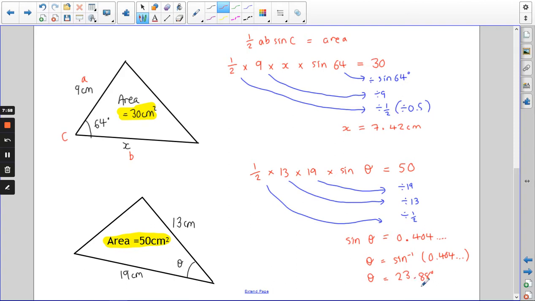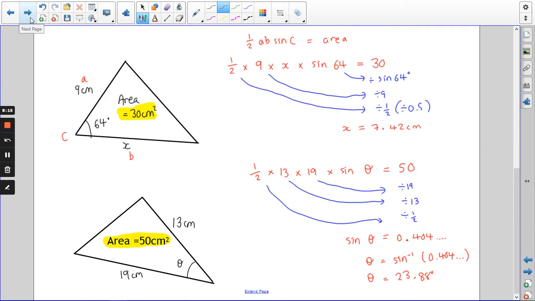And that is pretty much all you can do with the area formula. You can use it forwards if you've got two sides and the included angle. You can use it backwards to find a side, or you can use it backwards to find an angle. Okay, so most of the questions I'm going to set you are going to follow one of those styles.